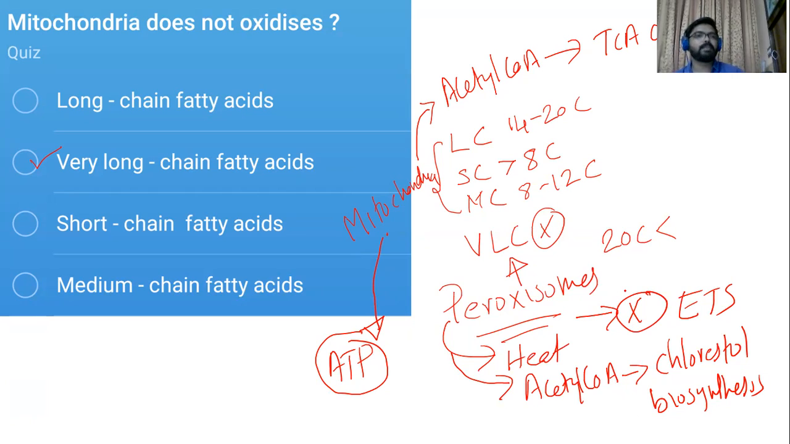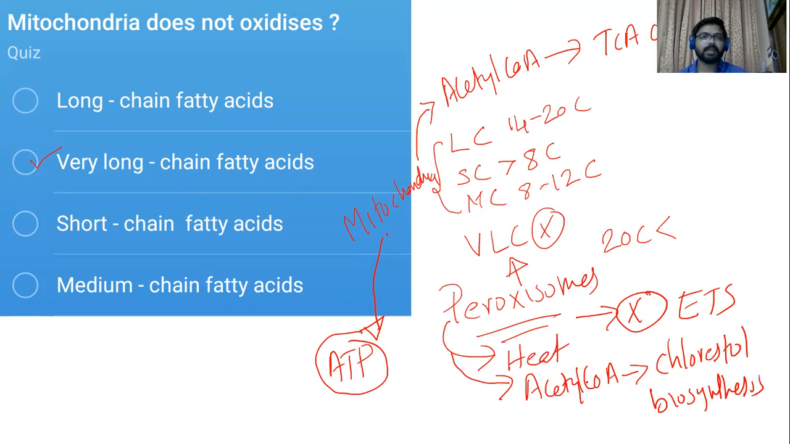So the question is simple: mitochondria does not oxidize very long chain fatty acids. That's the answer. They oxidize short chain, medium chain, also long chain fatty acids, and the oxidation results in the formation of ATP, whereas peroxisome preferentially oxidizes very long chain fatty acids, greater than 20 carbon, into acetyl CoA, also releasing energy as heat. This acetyl CoA can enter cholesterol biosynthesis. So this is all about the answer for this question.